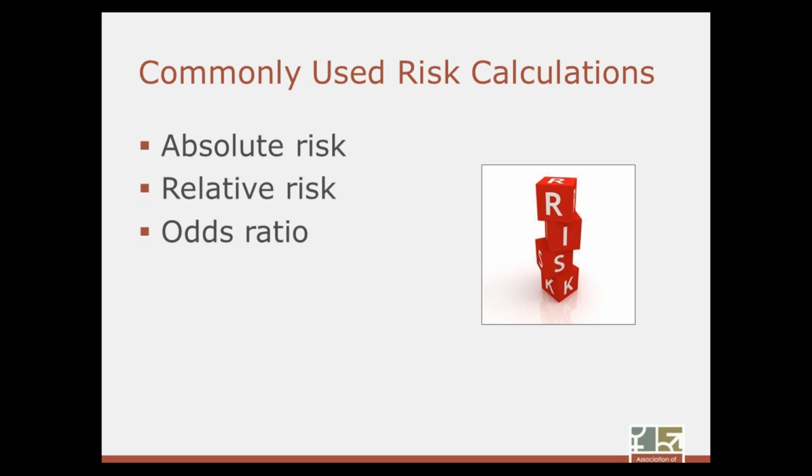To get a sense of the probability of suffering harm, we use certain risk calculations. Some common risk calculations that we want you to understand are absolute risk, relative risk, and odds ratios. We're going to define these and also illustrate their use in communicating risk to patients.